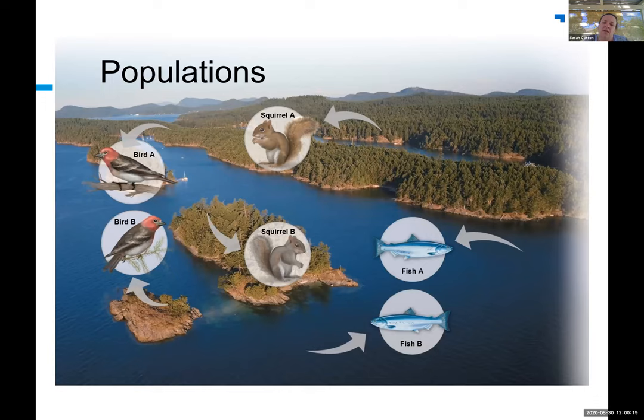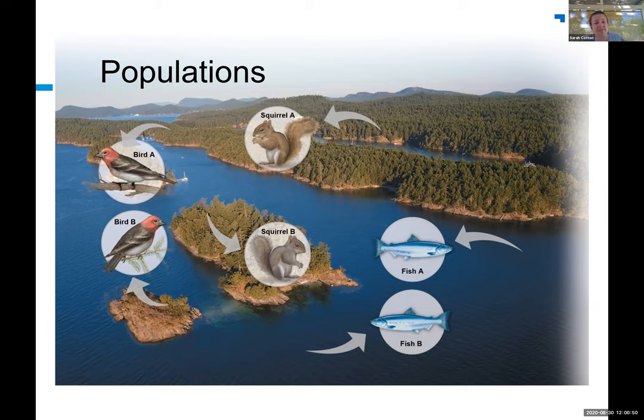Okay, a little bit about populations. I think we already talked about that. So squirrel A and squirrel B, for example, let's think about this idea of a population. Remember, a population is a group of individuals that interact with each other. Squirrels are not great swimmers. So do we think that squirrel A and squirrel B are likely in the same population?